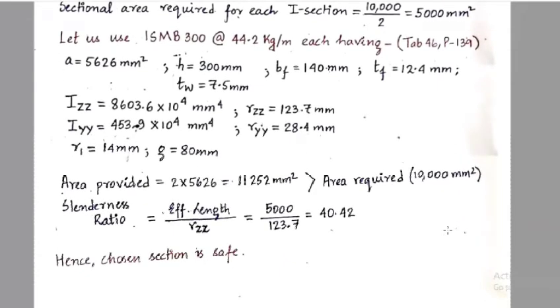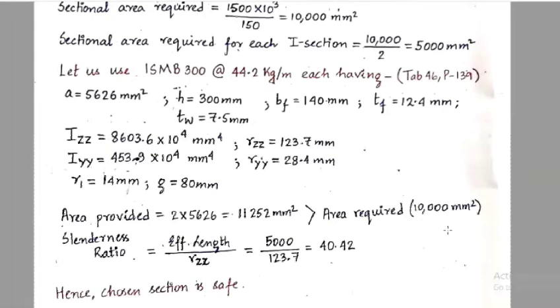We are done choosing the sections of a built-up column. Next, we will check whether the required area is sufficient, whether the cross-sectional area of these two I-sections we have chosen is greater than the required area or not. Now see, the area per I-section is how much?